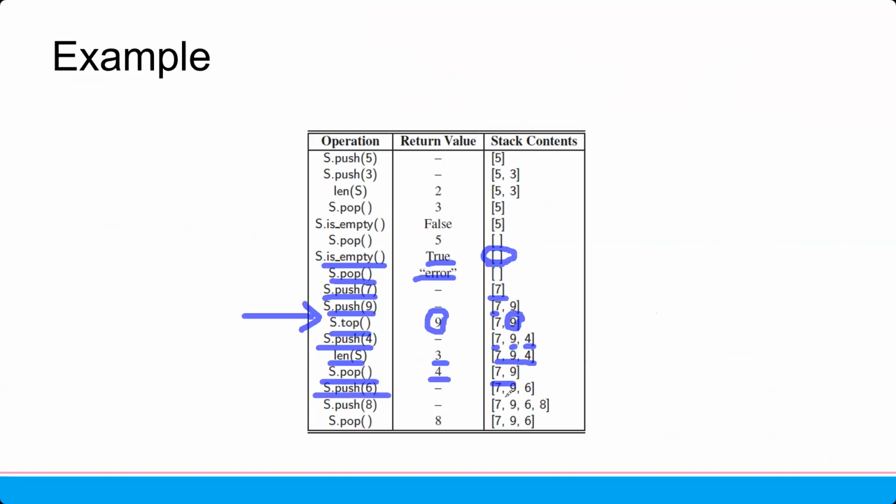Push 6. So I'm going to put a new element 6. Push 8. So I'm going to put a new element 8. And then let's say pop. So I'm going to remove the last element. And so on. Okay. So this is how the stack goes.